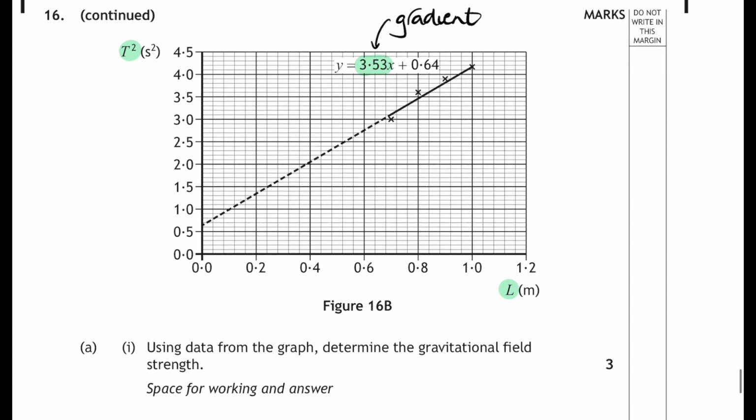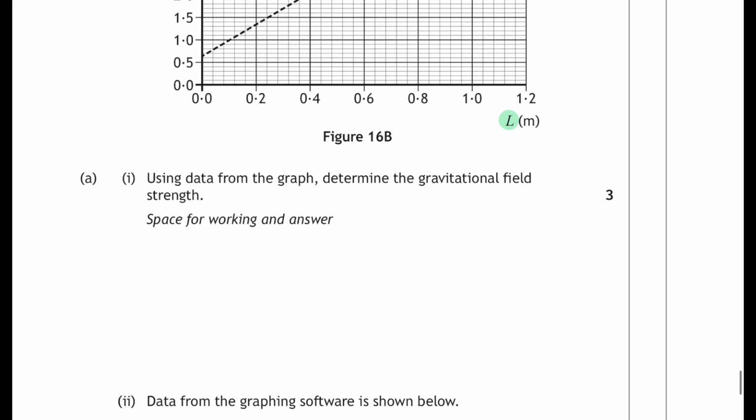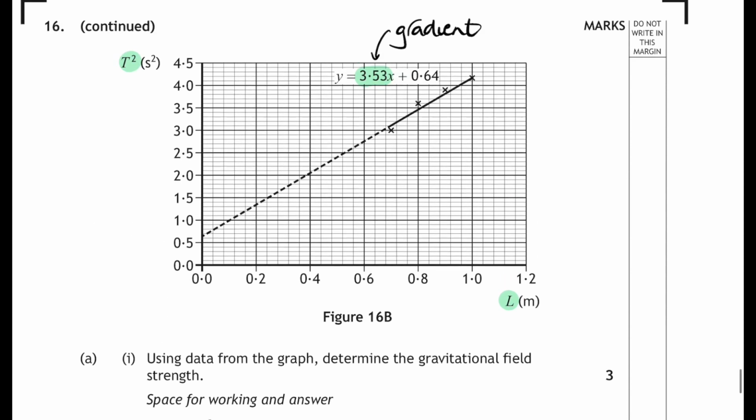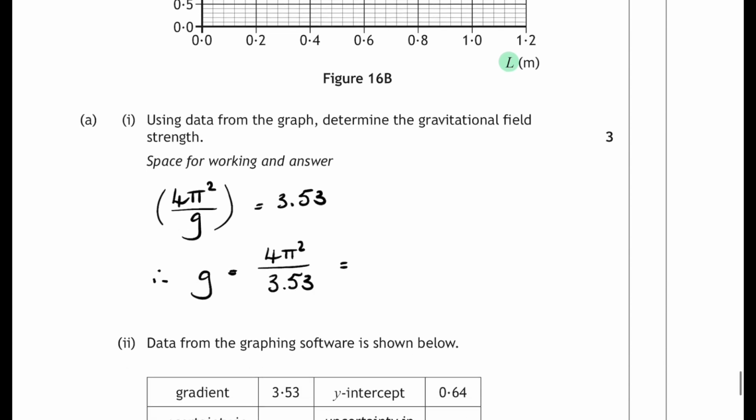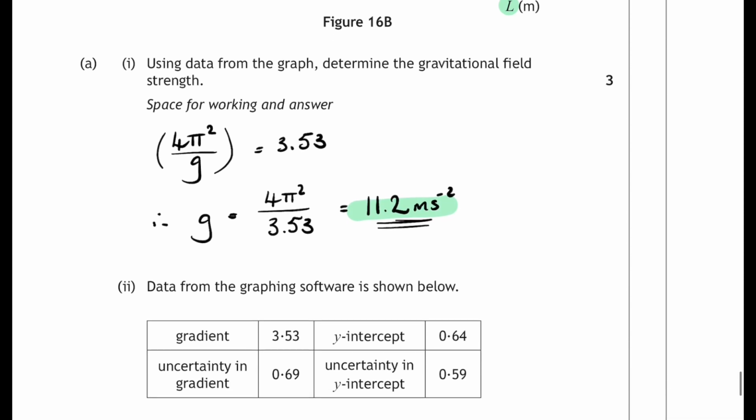So all we have to do then here is using data from the graph determine the gravitational field strength. So 4 pi squared over G is equal to the gradient, which is 3.53. And if we rearrange that for G, then G is 4 pi squared over 3.53. And that gives us an answer of 11.2 metres per second squared, or newtons per kilogram.